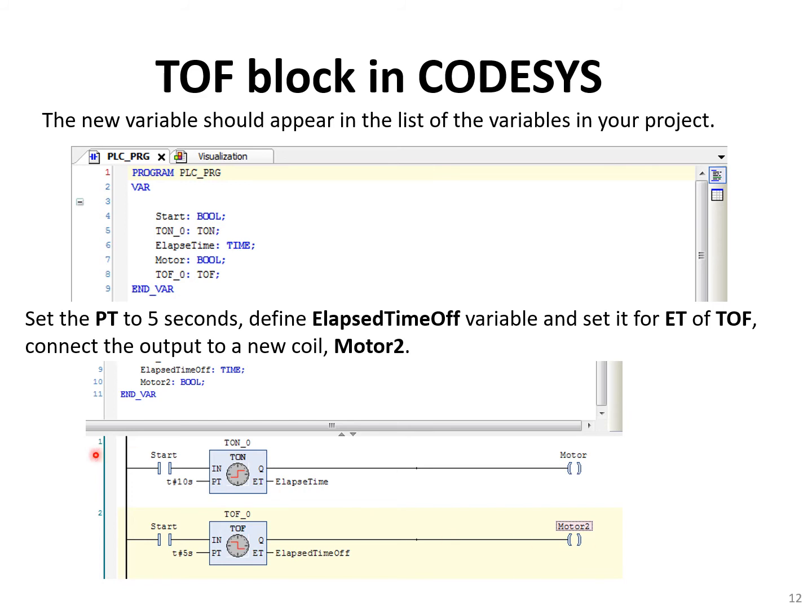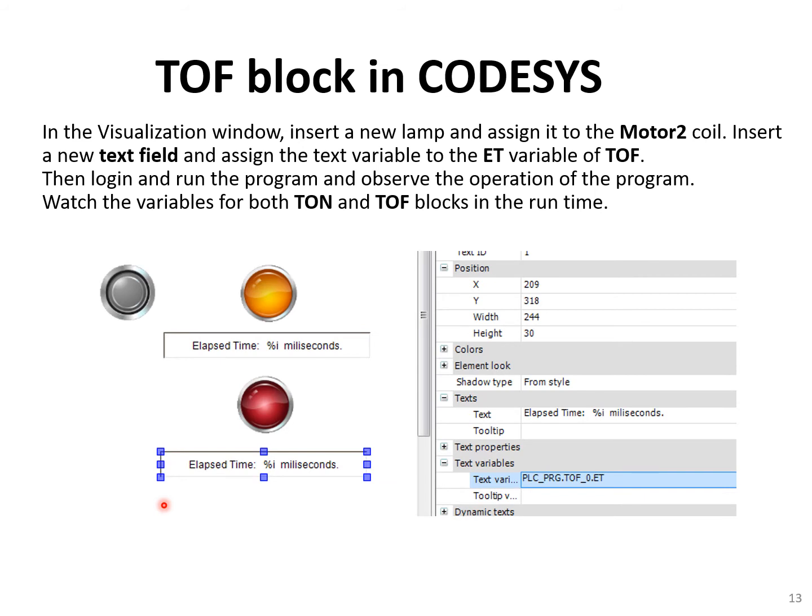Okay, so one of them has a preset time value of 10 seconds, the other one has a preset time of 5 seconds. One of them is on delay, the other one is off delay, and both of them will be activated by the same start button. In the visualization window, insert the new lamp and assign it to the motor 2 coil, this lamp. Okay, so you're better off changing the color.